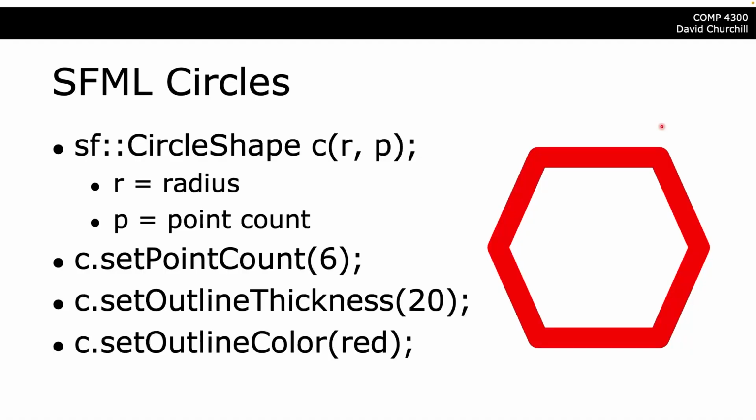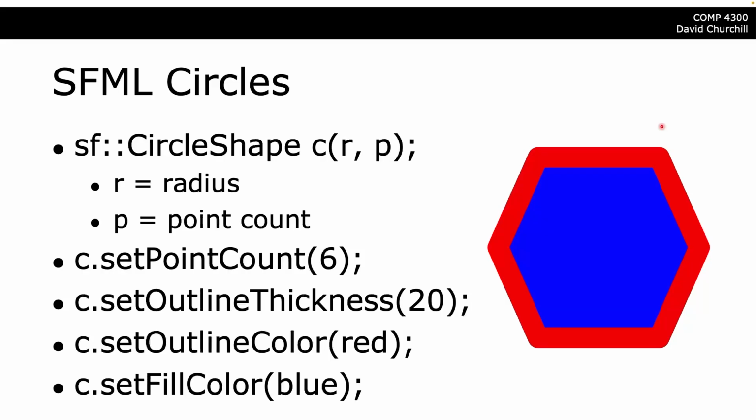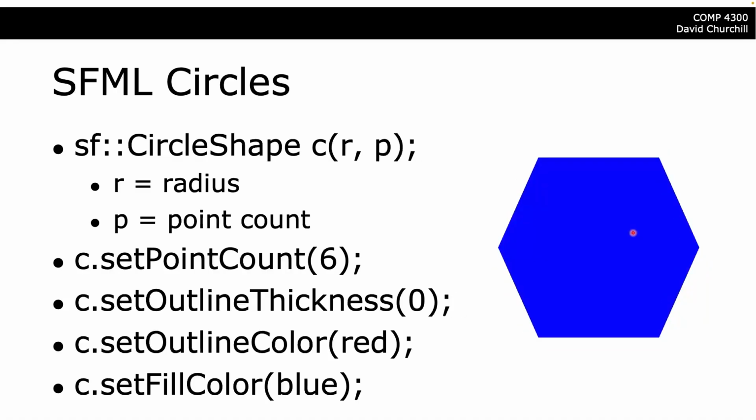If I want to change the color of that, I can set the outline color. So here I set the outline color to red. And if I want to have a color in the middle, I would set the fill color. If I do this, this is approximately what your shape will look like in SFML. I did it in PowerPoint graphics, of course, but it should look approximately the same. One other little trick is that if you set the outline thickness to 0, you basically have no outline, right? So there's no thickness. If you ever want it to have no outline, you can do that as well.